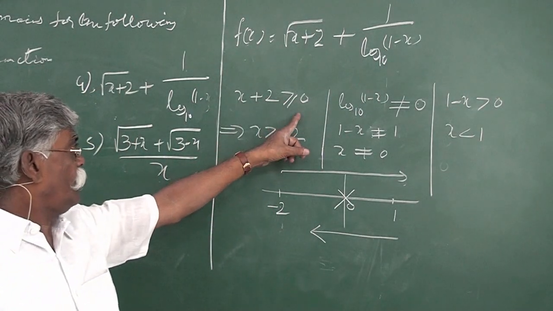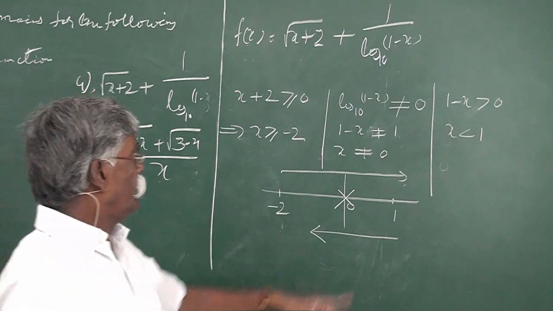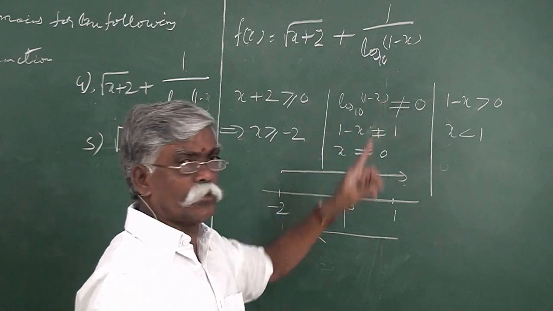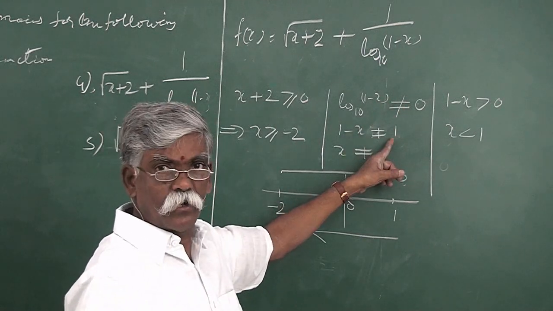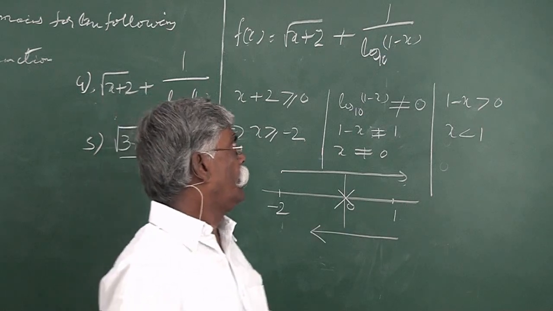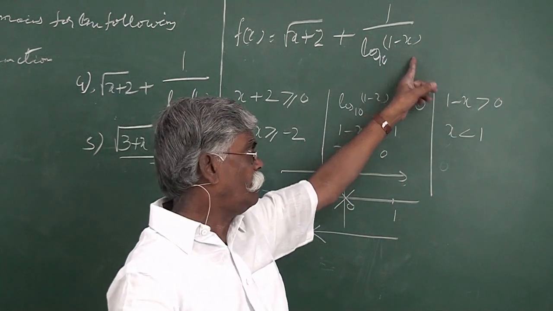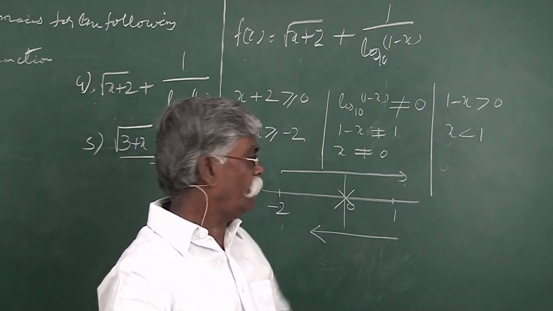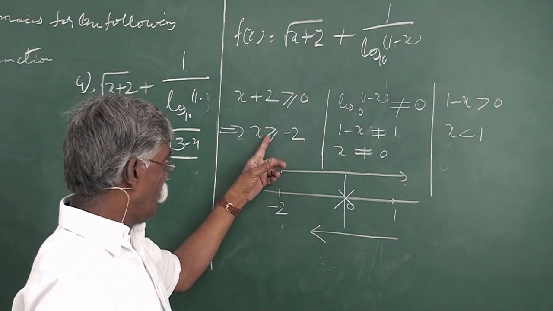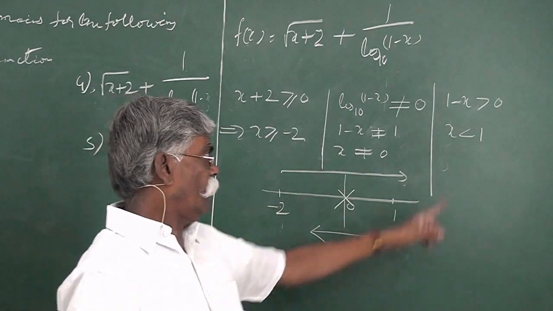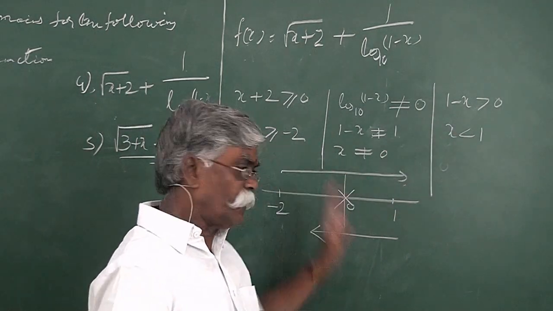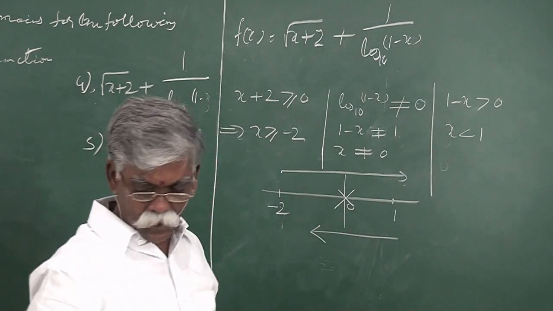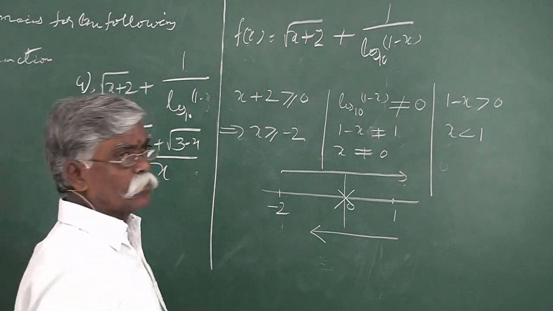x plus 2 greater than or equal to 0, x greater than or equal to minus 2. Since it is in the denominator, log of 1 minus x to the base 10 not equal to 0. That means 1 minus x is not equal to 1, hence x is not equal to 0. And 1 minus x is inside the logarithm, it should be positive. So 1 greater than x or x less than 1. So here minus 2 and so on up to infinity. According to this, 1 to minus infinity or minus infinity to 1. 0 cannot be taken.